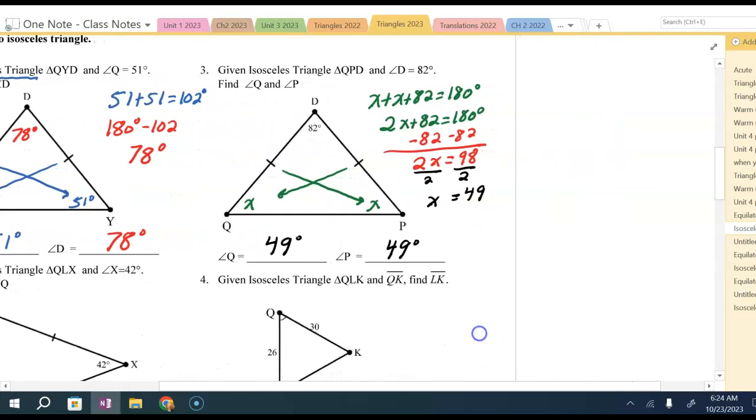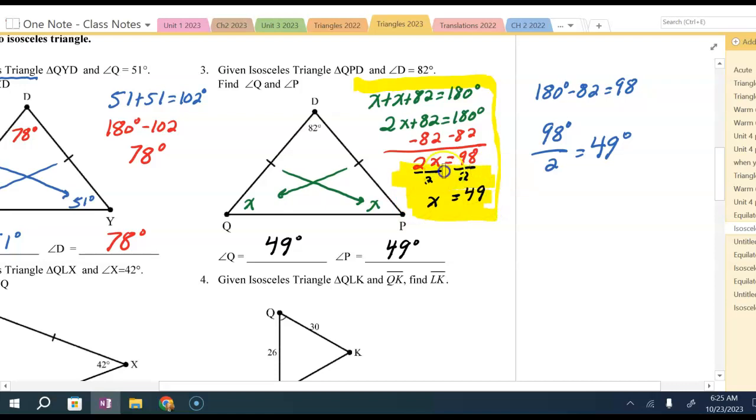Some students liked to do problem number 3 a different way. So last year, some people did 180 minus 82. When we do that on my calculator, we get 98. And then they said, well, those two angles need to be equal, so they divided 98 by 2, and they came up with 49 degrees. So some people like this algebra method, which I'm outlining in yellow here, others liked this pink method, and I'll leave that up to you.